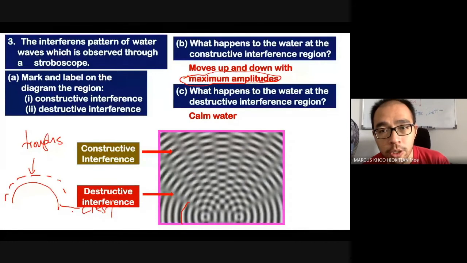So what I want you to do is, you have the waves overlapping like this, right? The trough and then another trough, right?